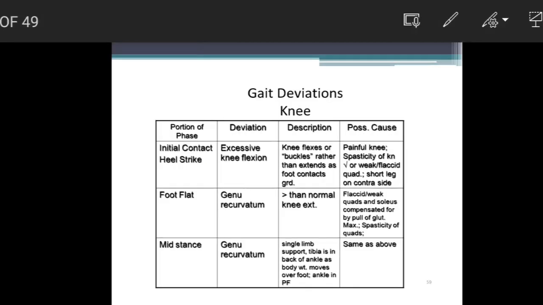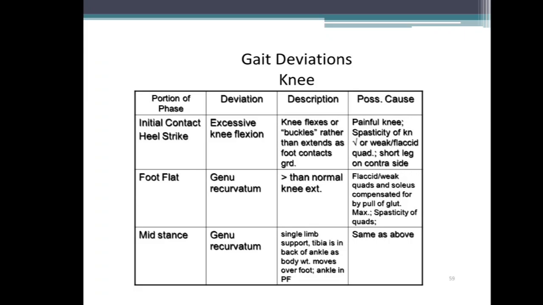So basically during initial contact or heel strike, there would be excessive knee flexion which could be due to spastic knee or flaccid quads. Then during the foot flat, deviation could be genu recurvatum which could be due to flaccid or weak quads or soleus. During mid-stance also genu recurvatum, which could be again due to flaccid or weak quads or soleus, or could be spastic quads.